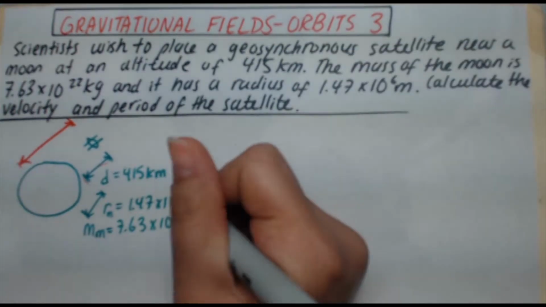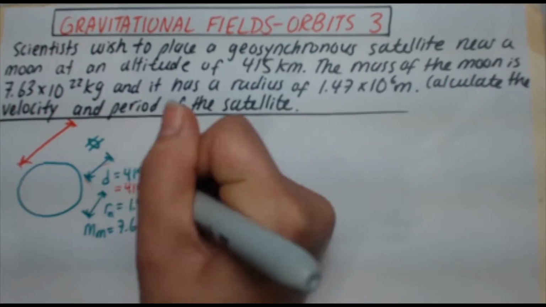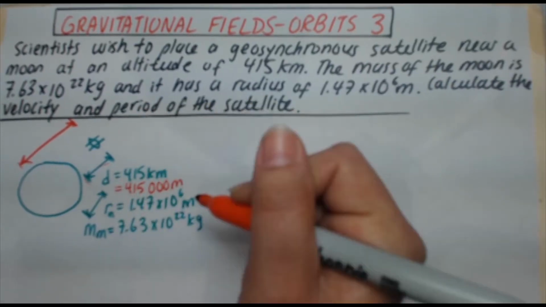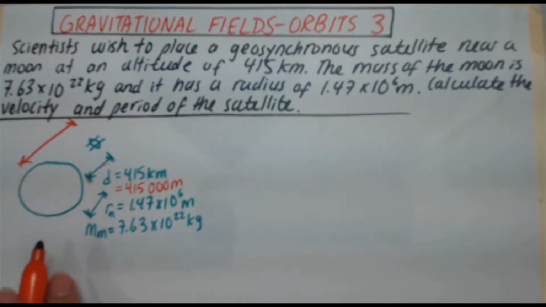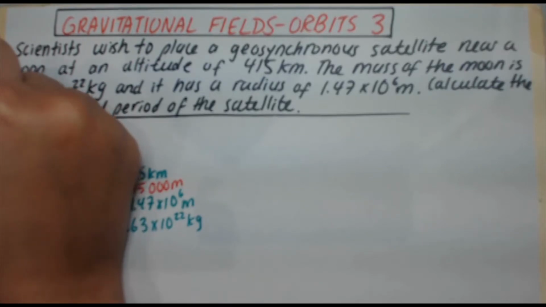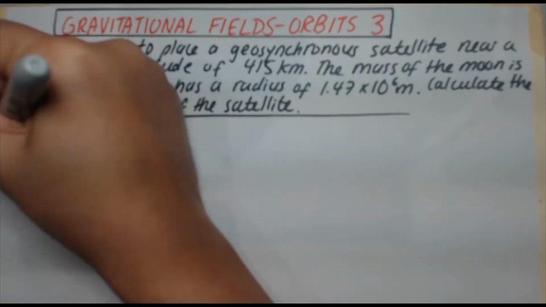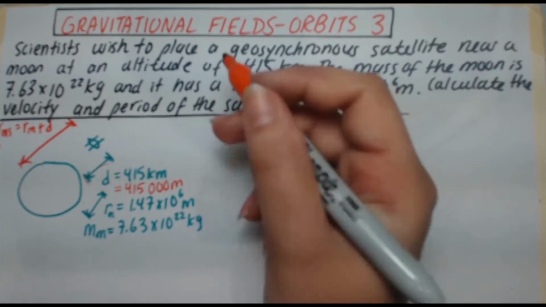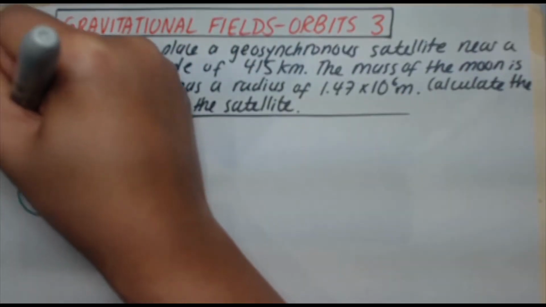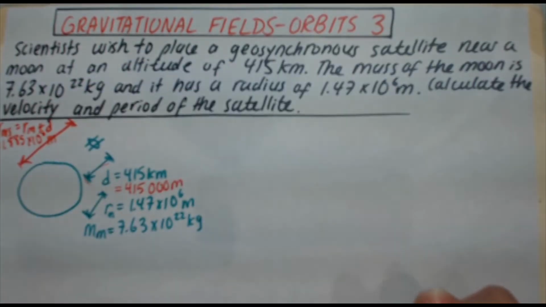Now, I want to first make sure these two are in the same units, so convert 415 kilometers to meters by multiplying by 1,000. So 415,000 meters. Now this distance I'll call R_MS, the distance between the moon and the satellite. So R_MS is equal to R_M plus D. And when you add 415,000 plus 1.47 times 10 to the 6, you are going to get 1.885 times 10 to the 6 meters. Okay. So now let's move on to what the question is asking us for.